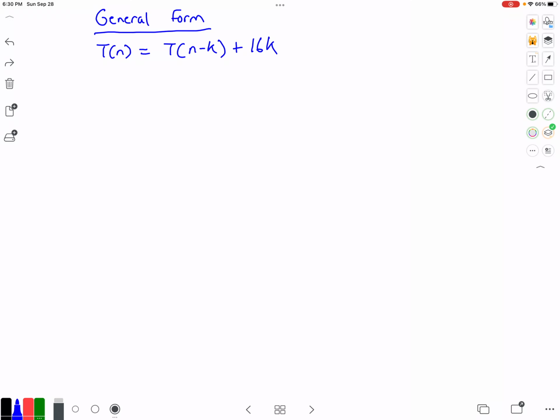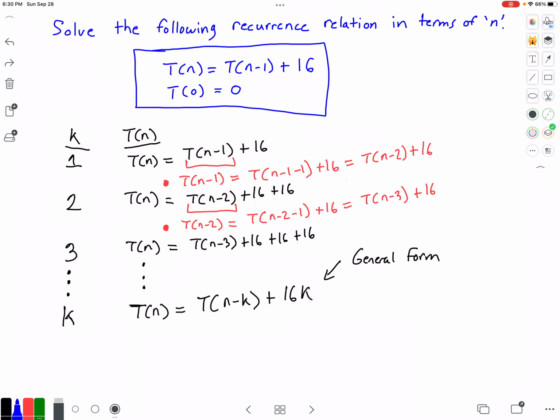Now, we need to know when will this function stop. So if we go back to our previous page, we can take a look at our stopping case. All right, and our stopping case is right here. So our function stops when the input is equal to 0. And then, of course, it gives us our output, which is also equal to 0.